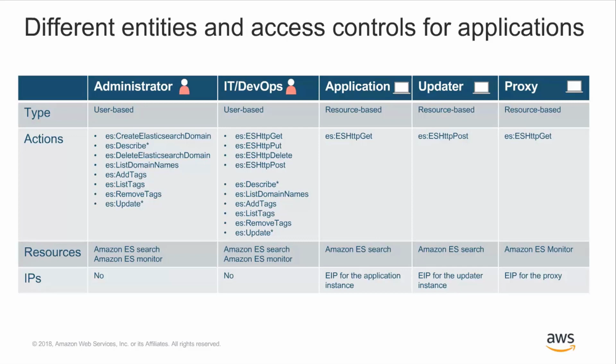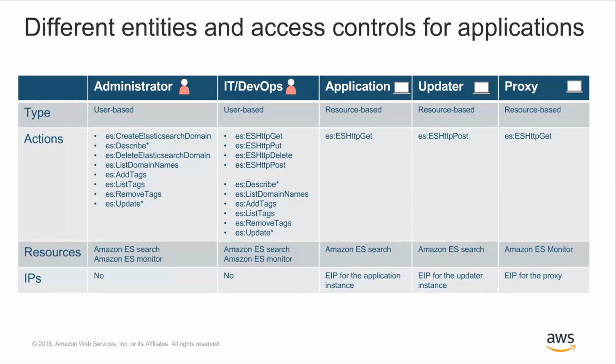So for my IT or DevOps folks, they not only need to be able to do some administrative actions, but they also need to be able to call the normal Elasticsearch APIs. And again, I'm going to use a user-based policy here. I'm going to add a principal. I'm going to allow those actions, get, put, delete, post, and they'll be able to describe domains and list domains, do some tagging, potentially update the configuration. And that's going to be both my search and monitoring domain.